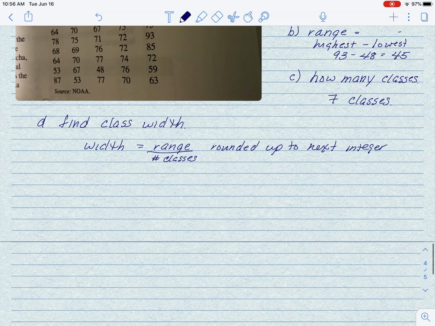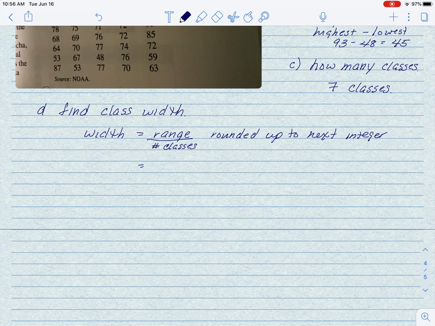Okay, so in our case, the range is 45 divided by the number of classes, which is 7. If we divide those numbers, you stick it in your calculator and divide them, I get 6.42. So the width is going to be 7.